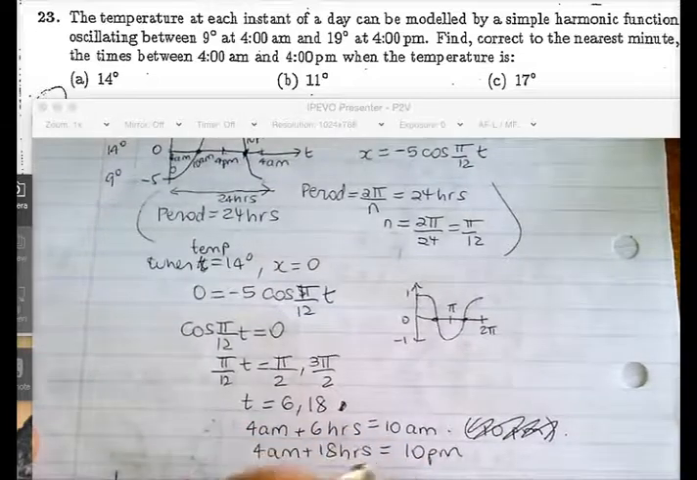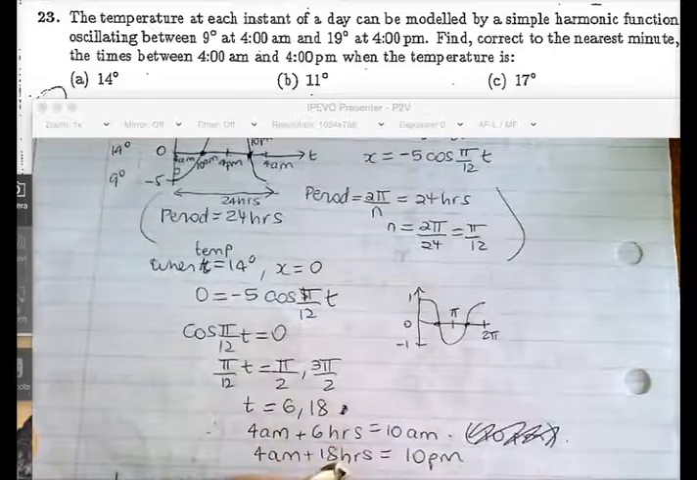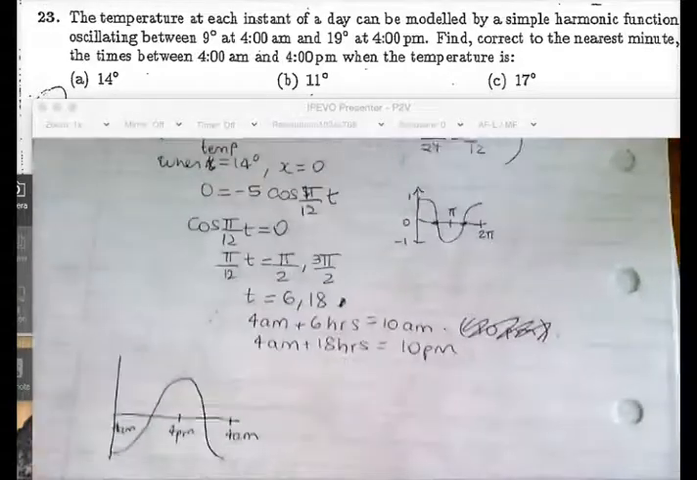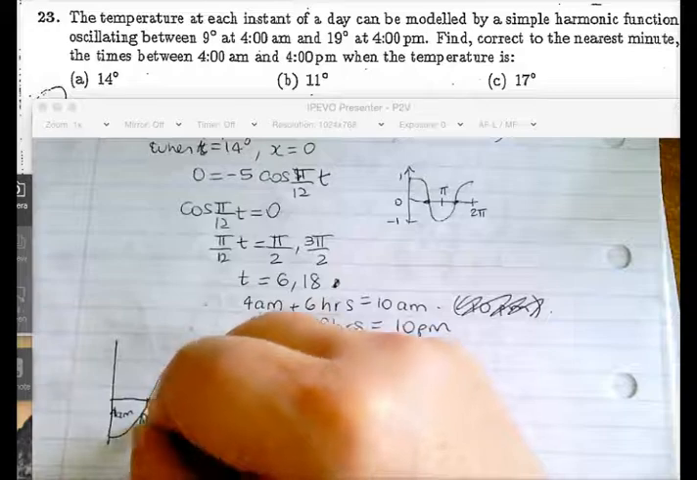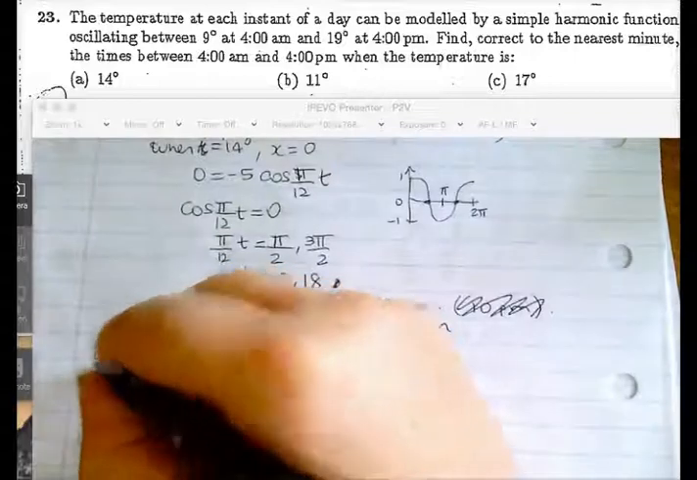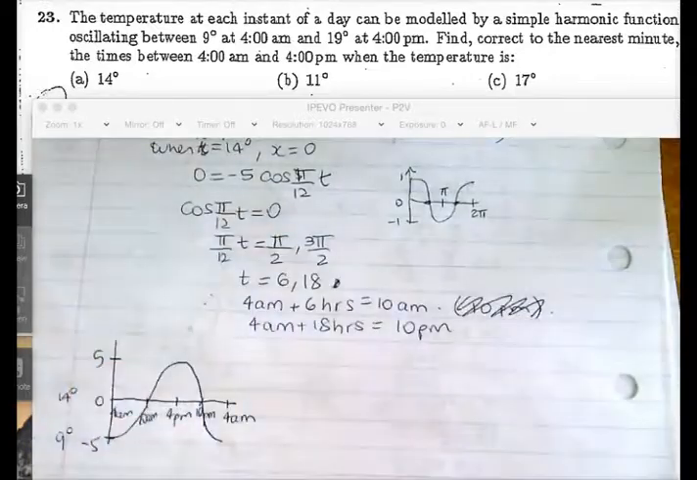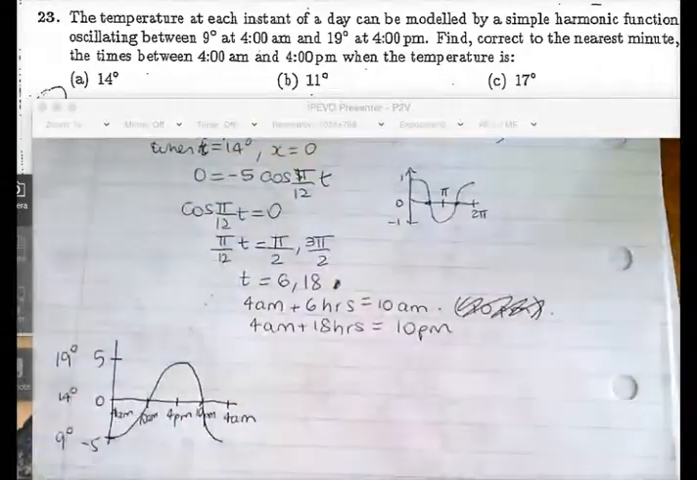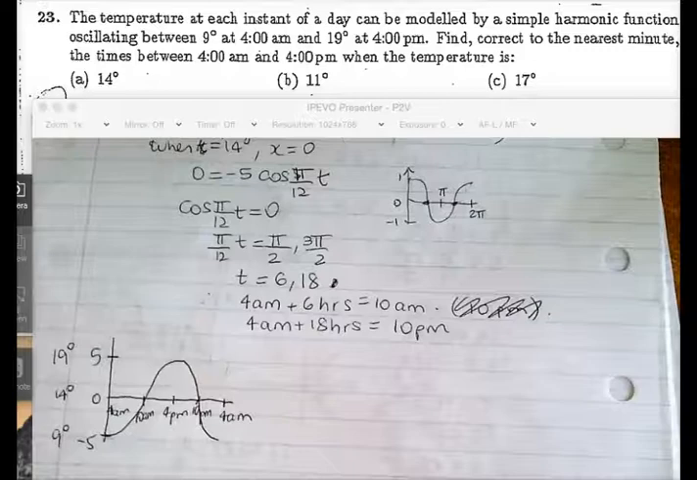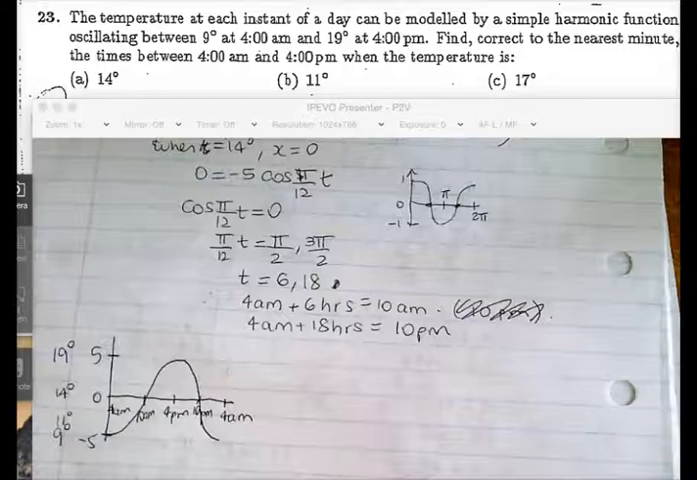I'm drawing the graph again because I need it. All right, we've got 4 a.m. We've got 4 p.m. We've got 4 a.m. I'm drawing it again. We've got 10 a.m. We've got 10 p.m. Sorry, I know you can't see that very well. We've got 5 and -5 and 0, but 0 is really 14. -5 is really 9 and 5 is really 19. Find, correct to the nearest minute, the times between 4 a.m. and 4 p.m. when the temperature is 11. Now here's 11 here. You give me the corresponding X value, please.